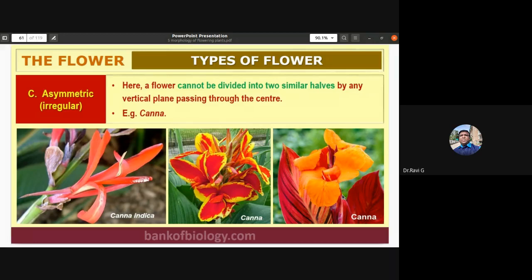An example is Canna indica. Canna indica is grown as an ornamental plant in parks. You might have seen these flowers of different colors being grown in the park. So this is an example of asymmetric flowers. In asymmetric flowers, the flower cannot be divided into two equal halves in any vertical plane which passes through the center, so we call them asymmetric flowers or irregular flowers. An example is Canna indica.